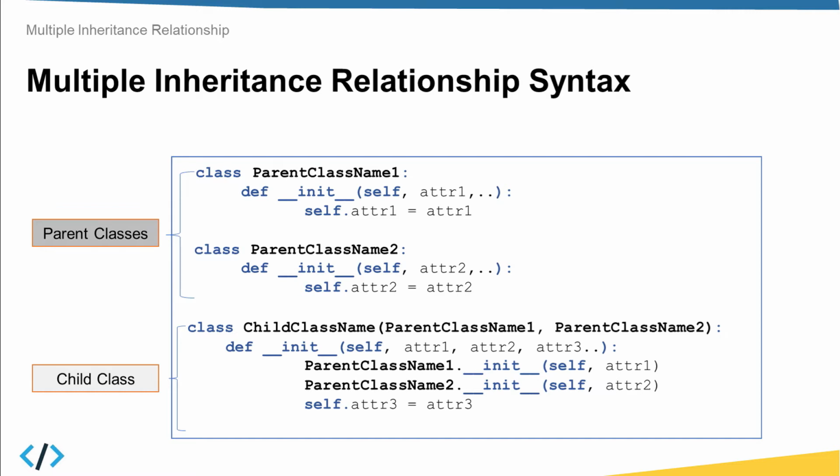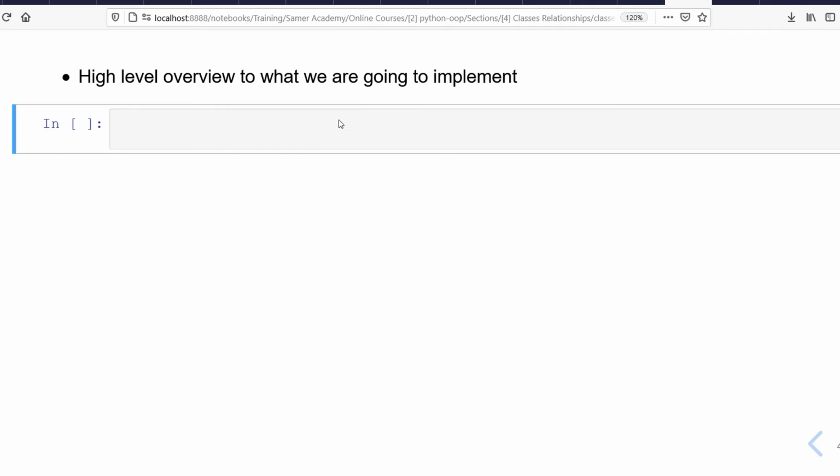Now let's move to Jupyter Notebook in order to see a real example using the Python programming language. As I mentioned in the introduction, in this lecture, we will discuss how we can create a clock using Python, and we assume that this clock should support both date and time. So first of all, let me show you a high-level overview of what we are going to implement.